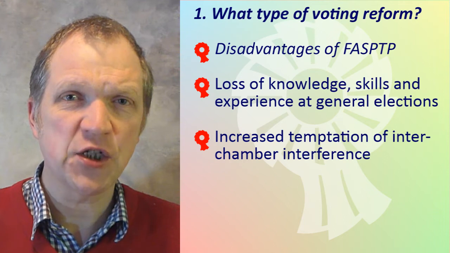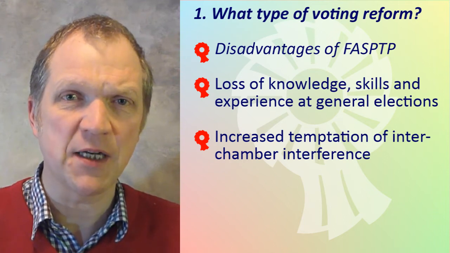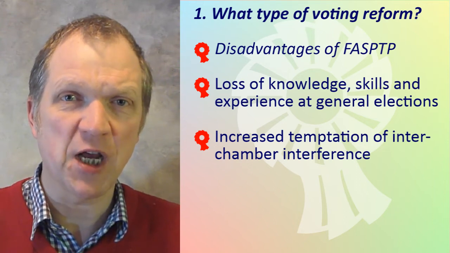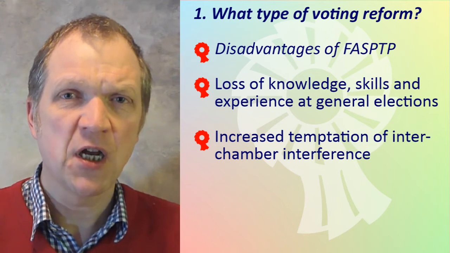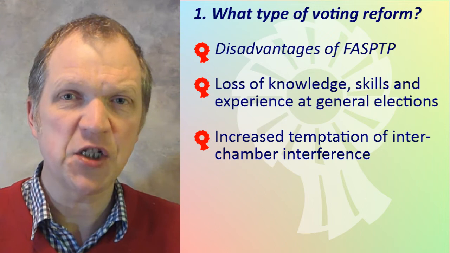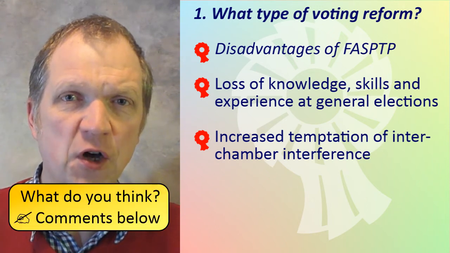Also, because the second chamber is elected, MPs in that chamber could be tempted to claim a mandate to interfere with the policies of the Prime Minister and the government in the primary chamber. However, this risk could be mitigated by copying how other countries with two elected chambers currently distribute rights, responsibilities and powers. Can you think of other advantages and disadvantages of FasPTP?